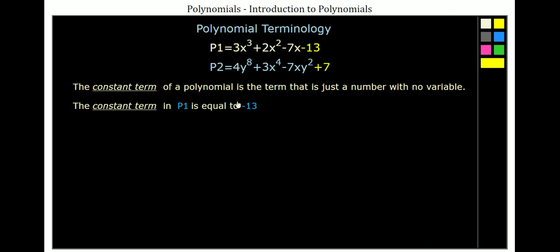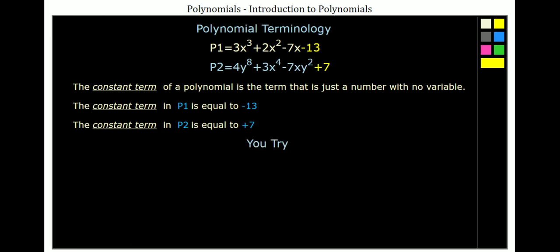So in P1, it's 13. In P2, the constant term is just 7. Okay? Kind of makes sense. It's constant. So as x changes, this part does not change. This does not affect the value of the polynomial as x changes. That's why it's called constant.